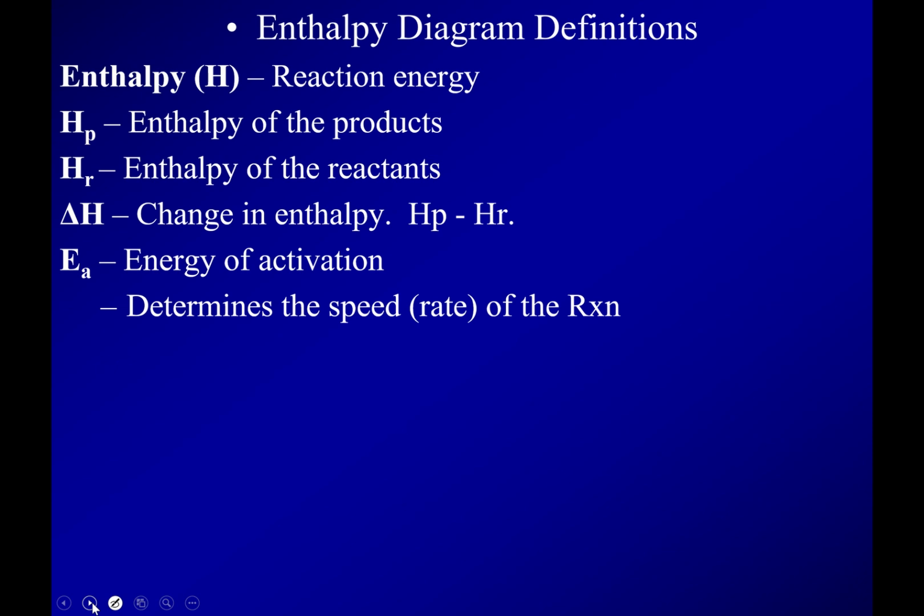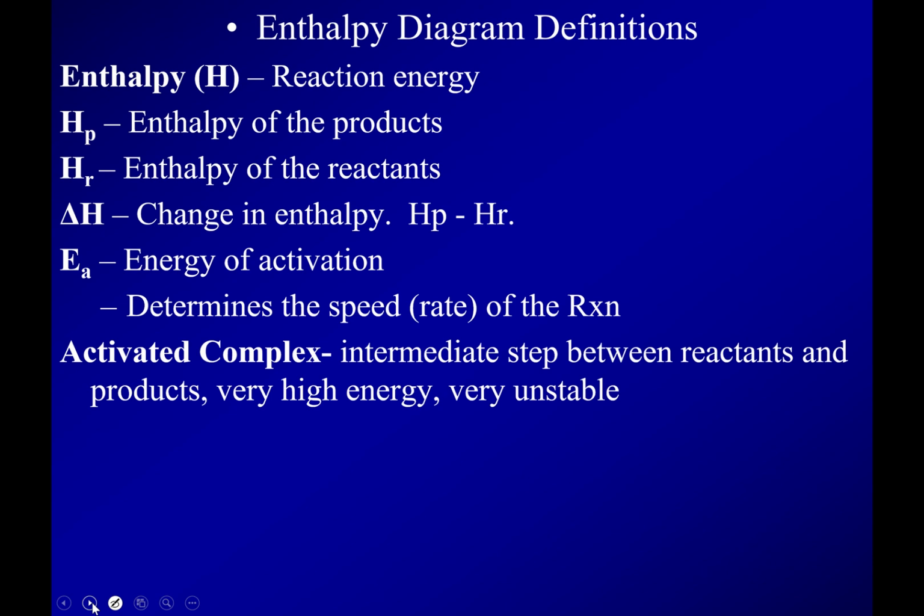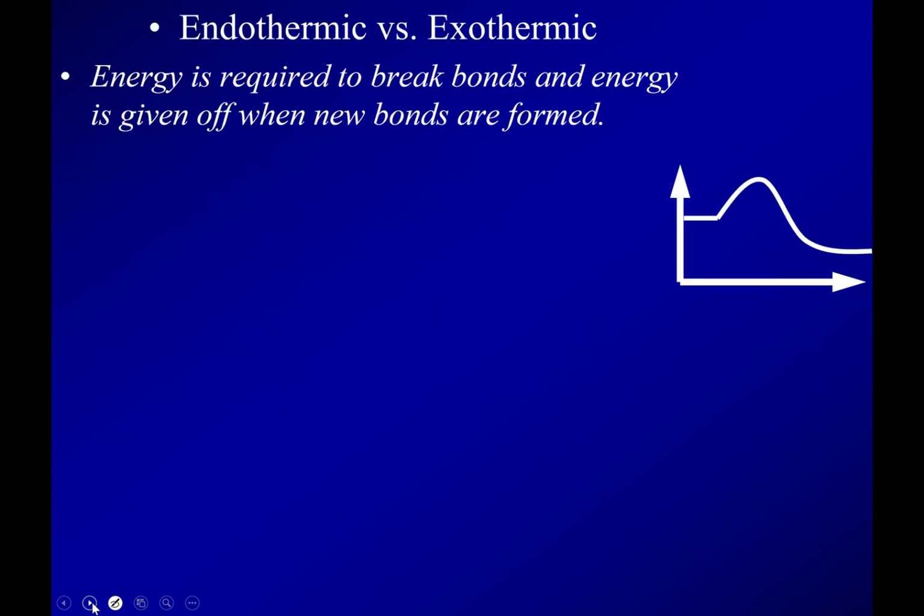It determines the rate, again, because if it's smaller, more molecules have enough energy to get up and over that speed bump. And then that's the activated complex, that in-between step. It's really unstable because it's the highest energy. It's not quite the products, it's not quite the reactants.